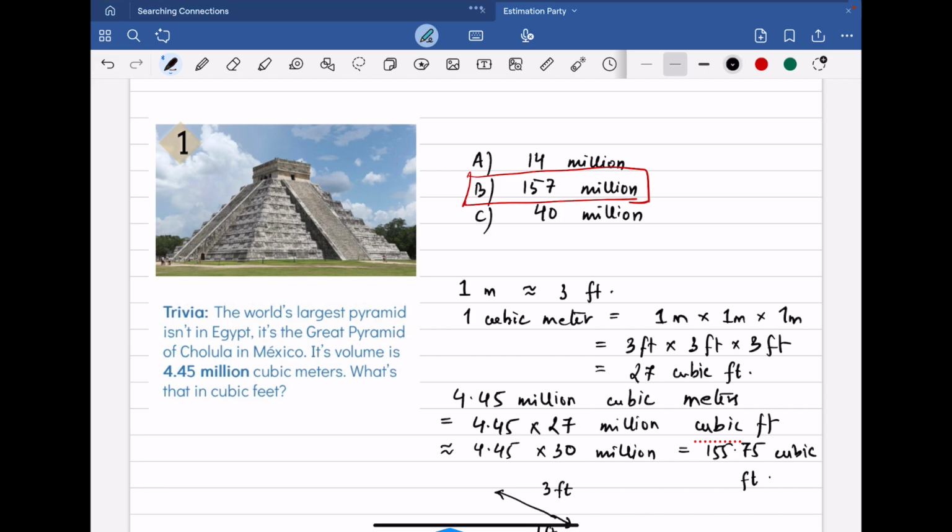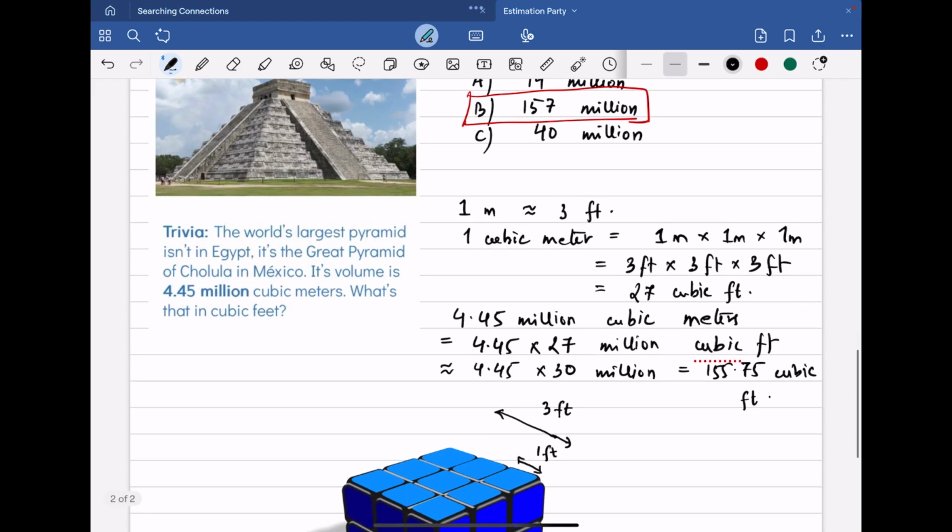Okay, that's great. So now you might wonder, well, if 1 meter is 3 feet, why don't we just directly multiply 4.45 million with 3? And why isn't that the answer? Why do we have to multiply by 27? And well, we saw sort of the numerical reason for why that's the case, but to make this idea more intuitive, let's look at what's going on visually.